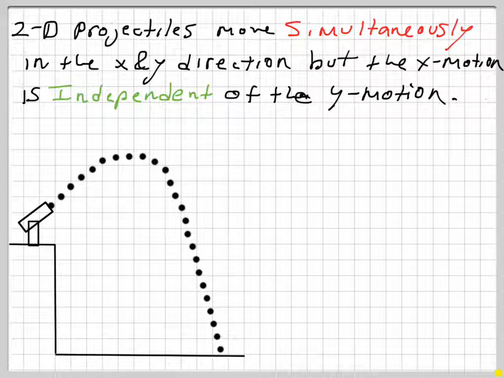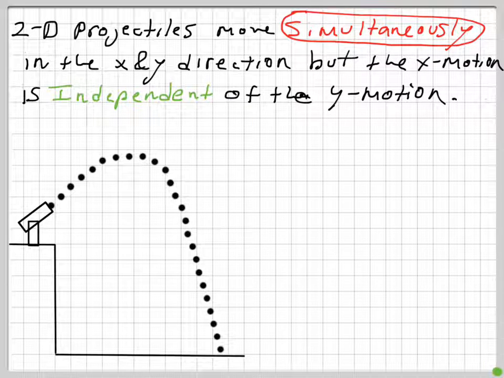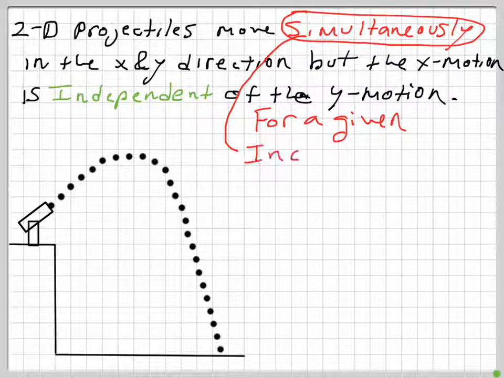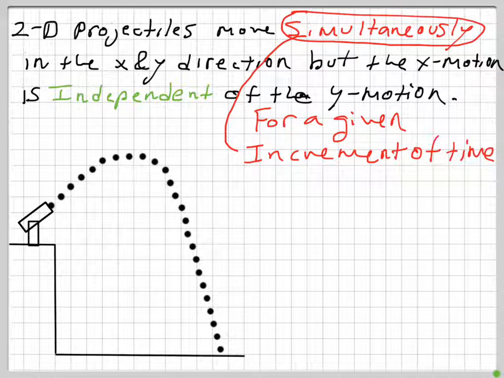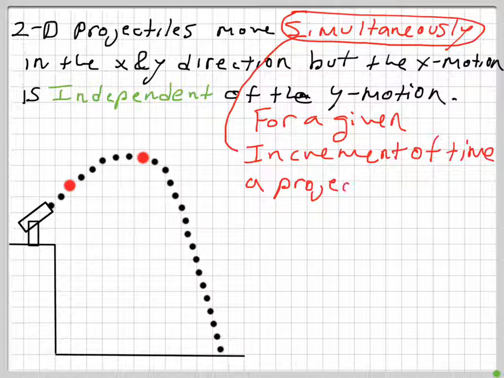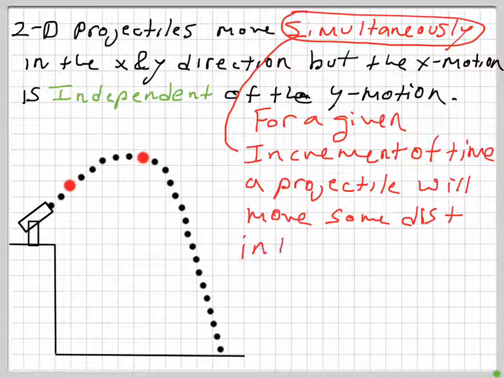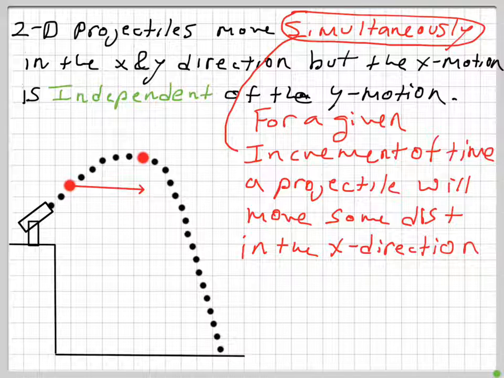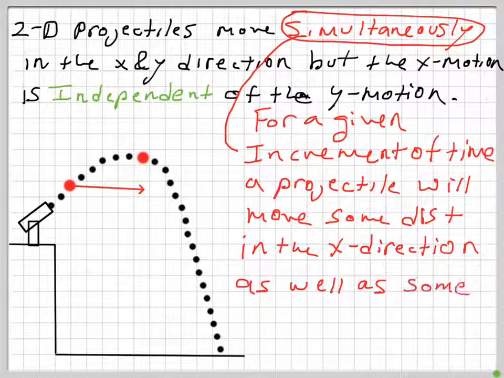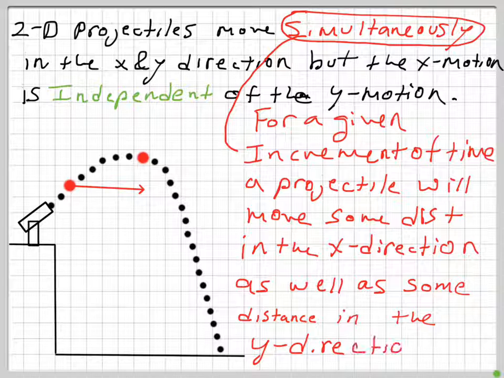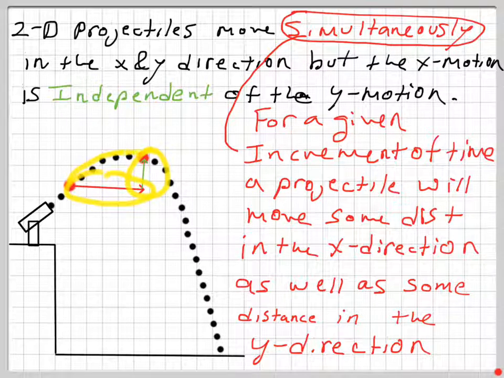Essentially, let's start with the word simultaneously. We know that simultaneous means two things happen at the same time. So in this case, we're talking about the X and the Y motion. In other words, if we look at an increment of time, like say from here to here, a projectile is going to move some distance in the X direction during that period of time, like that far. But in that same period of time, it's going to move some distance in the Y direction, like that far. And so that's what we mean by simultaneous. It's moving this far in the X direction and that far in the Y direction as it travels from here to here, and so it's doing those two things simultaneously.